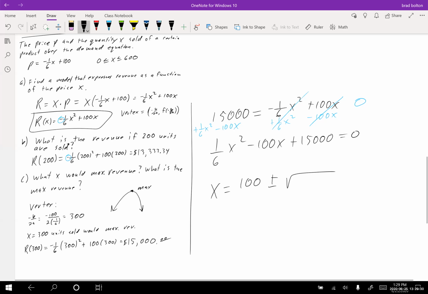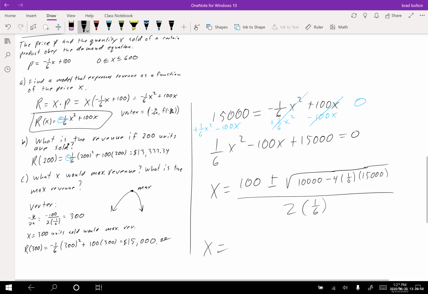So we have 100 plus or minus the square root of b squared, which would be 100 squared, so that would be 10,000, minus 4 times a, and a is 1/6 this time, not negative because we moved it to the other side, times c, which is 15,000, all over 2 times a, which is 1/6, right?